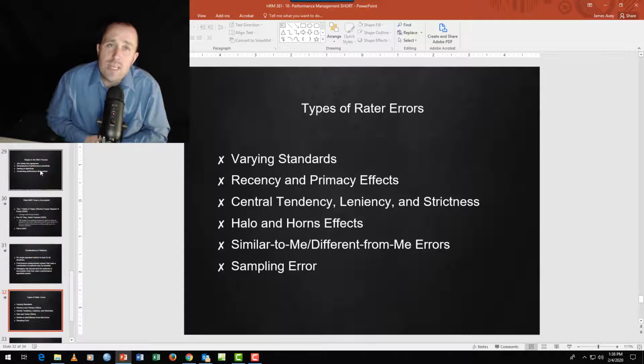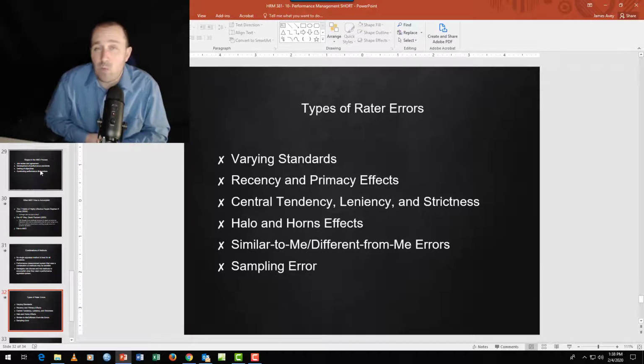With these biases, central tendency is basically, if I have a scale of 1 to 5, I'm going to put everybody around a 3, maybe a 4 and a 2, but keep everybody in the middle. Why would I do that? Because I don't have to defend my decisions. I don't have to explain to everybody why you didn't get higher, because almost everybody was a 3.